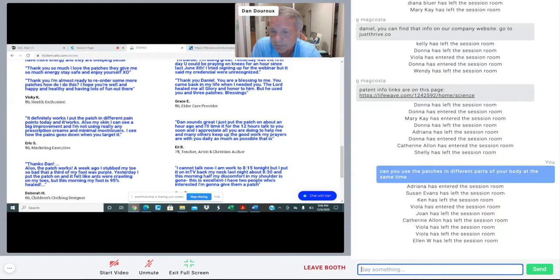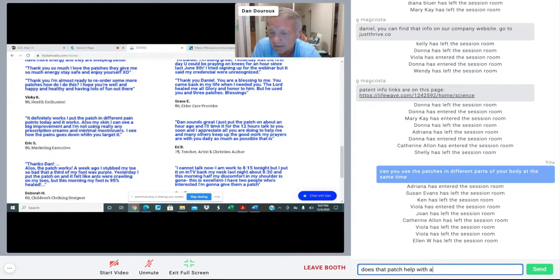It definitely works. I put the patch in different pain points today, and it works. Also, my skin, I can see a big improvement. I'm not using really any prescription creams and minimal moisturizers. I see how the pain goes down when you target it.